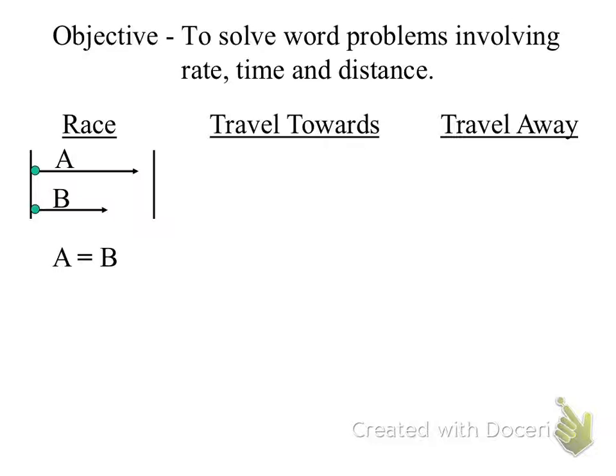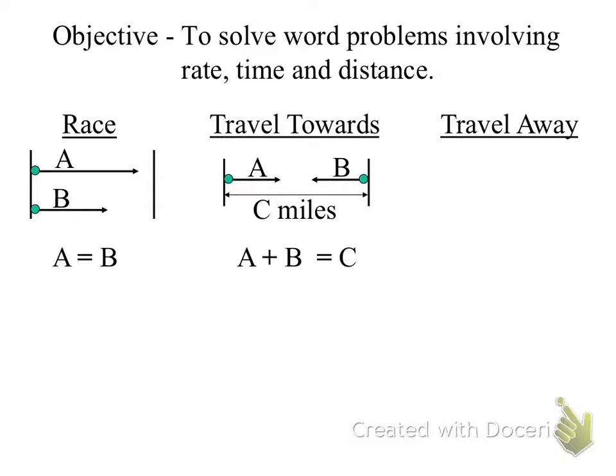Okay, the next situation is when you start at different points and you travel to each other. So then what's implied is the distance that A travels plus the different distance that B travels is equal to a total distance of C. That is implied. You should be writing these diagrams.